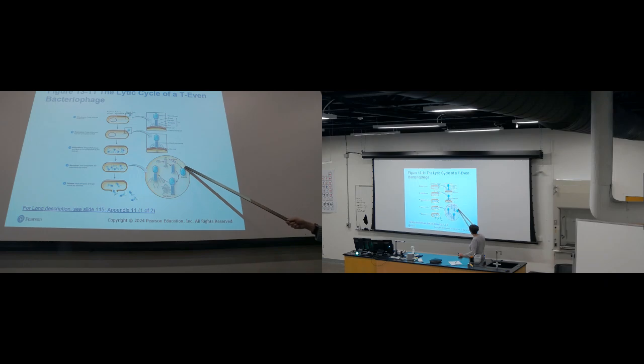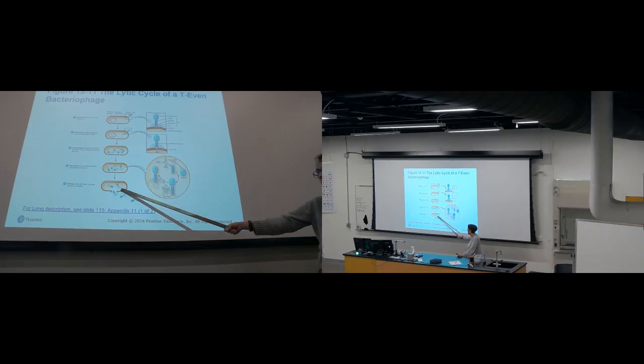And then during maturation, you put them all together. So you put the DNA inside the head, the capsid, and then you put the sheath underneath, and then the base plate and the tail fibers, and these will be ready to go in the release stage.